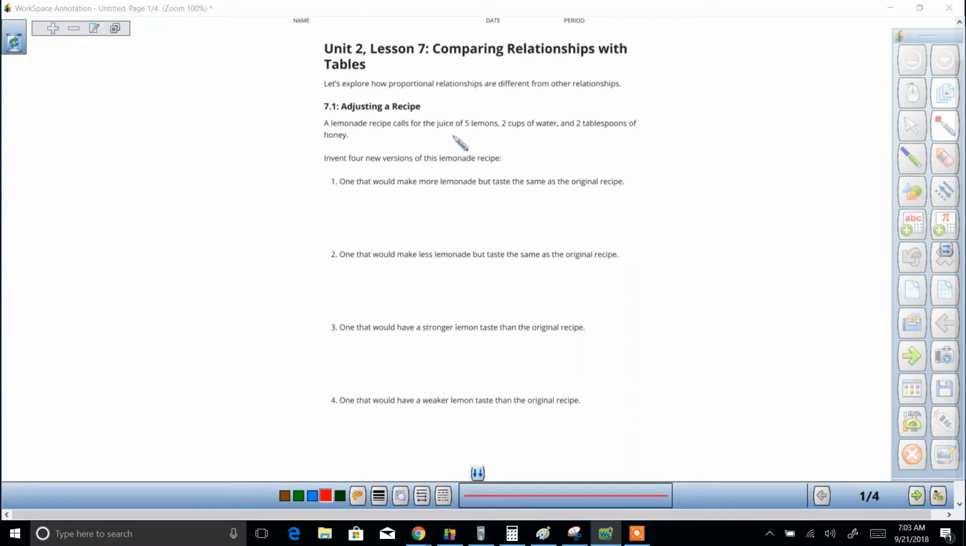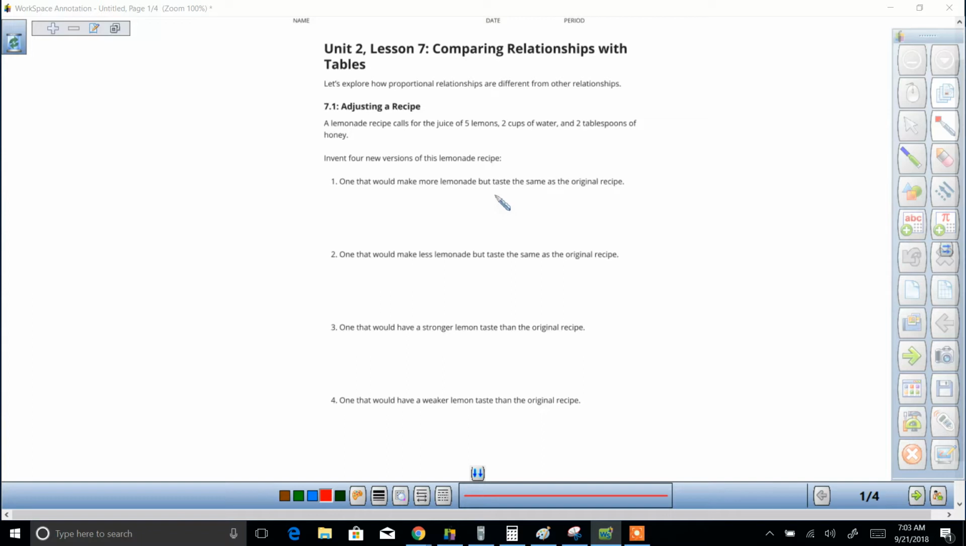Lemonade recipe calls for juice of 5 lemons, 2 cups of water, and 2 tablespoons of honey. And we're going to invent 4 new versions of this recipe by following some of these restrictions that are given here in 1, 2, 3, and 4. So the first thing that it wants me to do is make a recipe of this lemonade that would taste the same yet make more lemonade. Like I want it to serve more people.